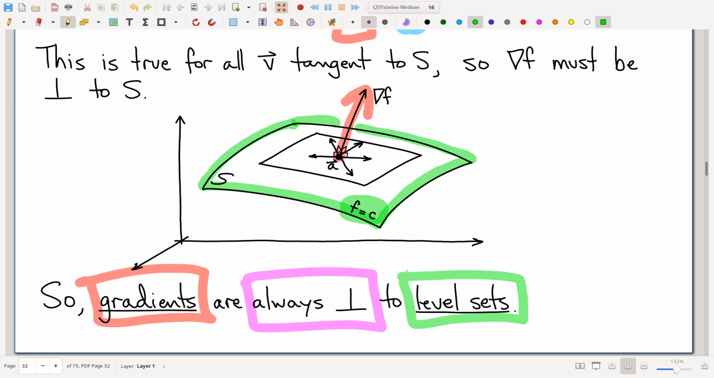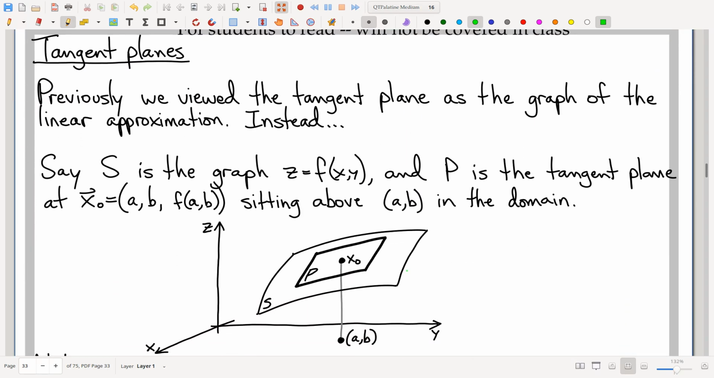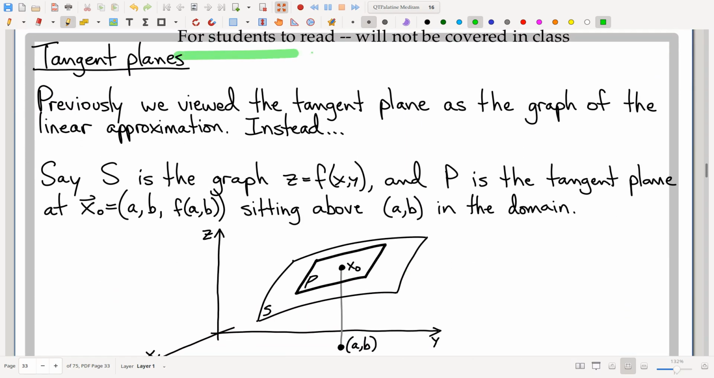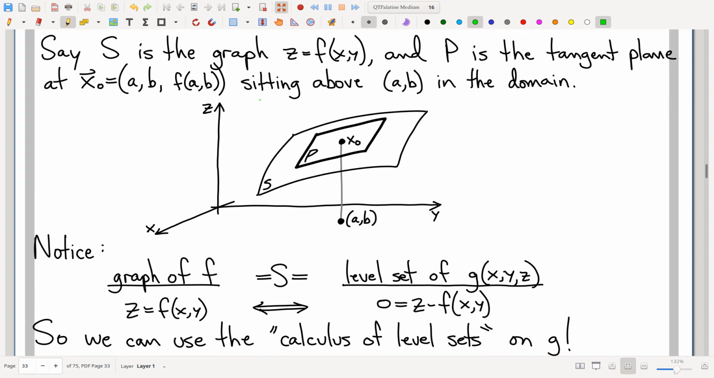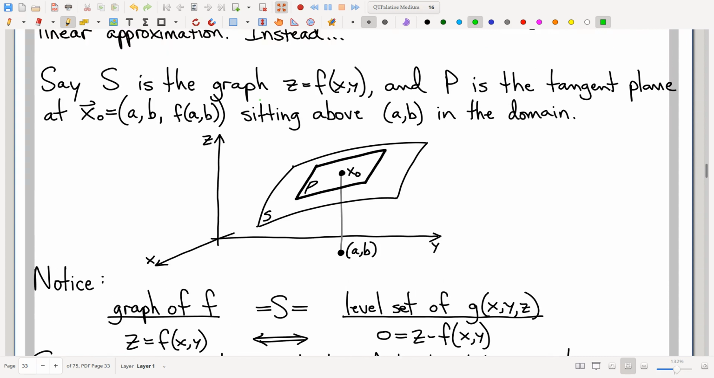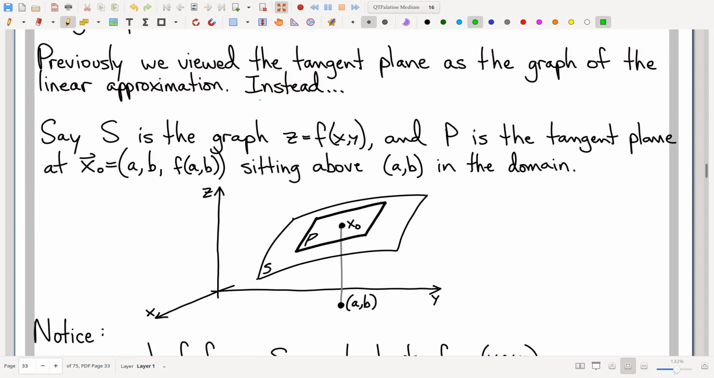Okay. Neat fact. Now, this is a for y'all to read kind of thing. I'm going to go through and hit the highlights as I usually do, but there's a lot of little detail devils to think through. The question that comes to us: how do we find the formula for the tangent plane? And of course, we already know the answer. The tangent plane is the graph of the linear approximation. We already know how to do linear approximations. So why are we entertaining a question we already know the answer to?